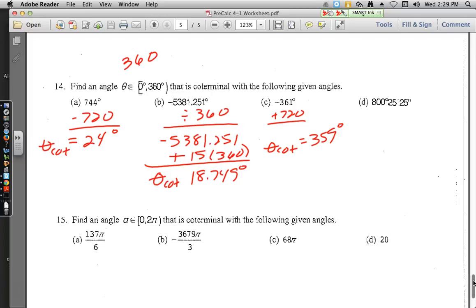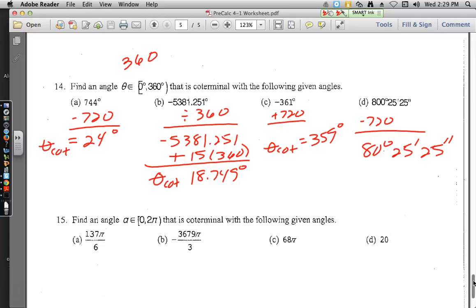And then for D, what we would want to do is, again, we can just think of this in terms of 360 degrees. We don't really need to worry about the minutes and the seconds. We just want the coterminal part. And it says between 360 degrees, and whether or not we have degrees and minutes there doesn't make any difference. So 720 would be the closest that we have to that, and that's going to be 80 degrees, 25 minutes, and 25 seconds when we do that subtraction.